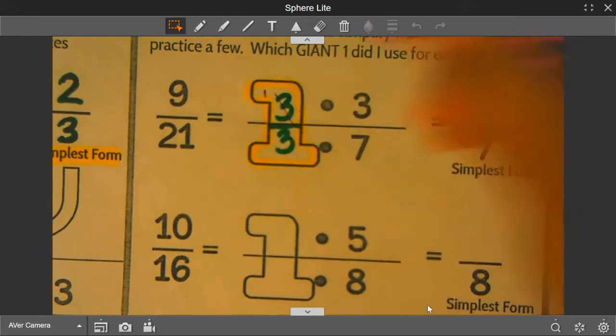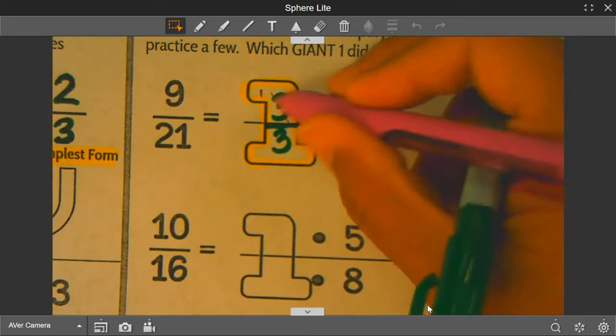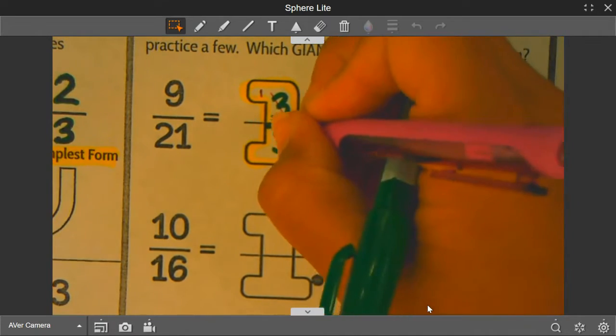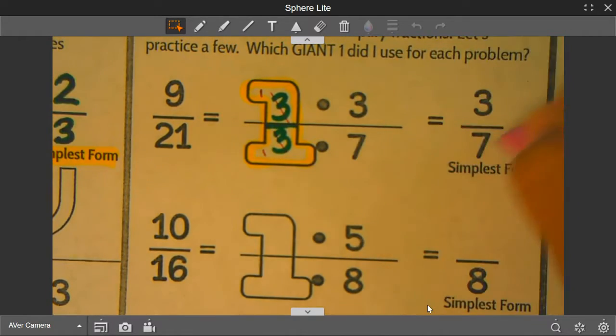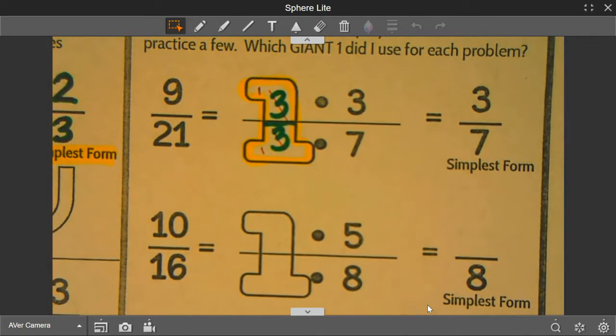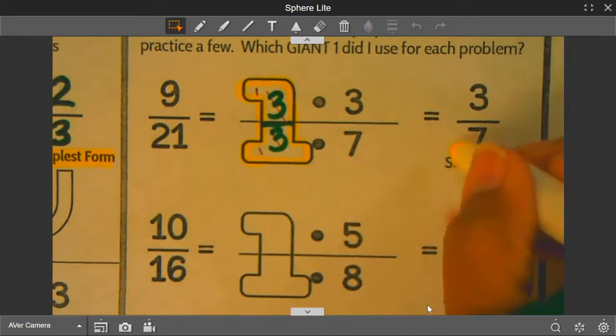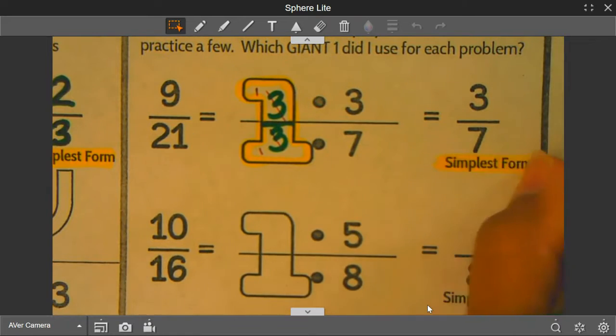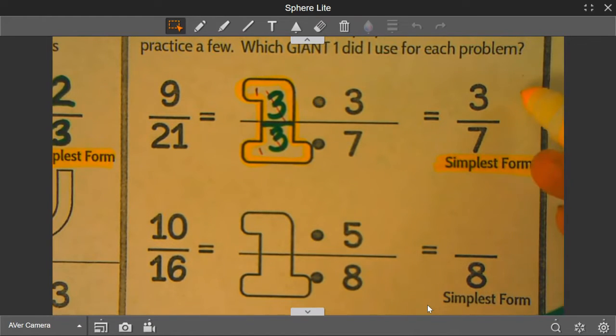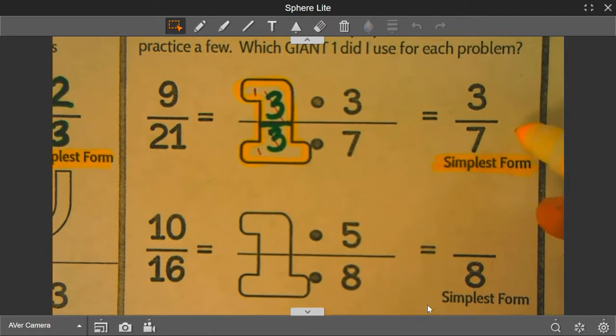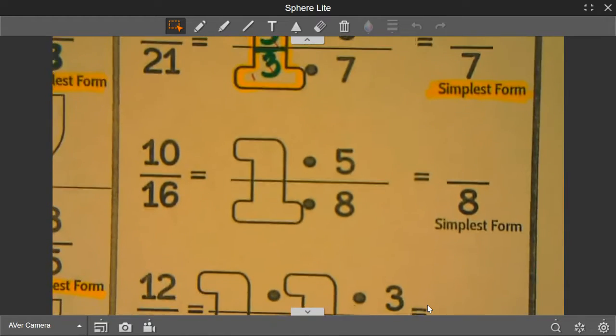If that confuses you, you can also make it a 1. 1 times 3 is 3, and 1 times 7 is 7. So 9/21 is equivalent to 3/7, but it's also written in its simplest form. All right, let's take a look at the next one.